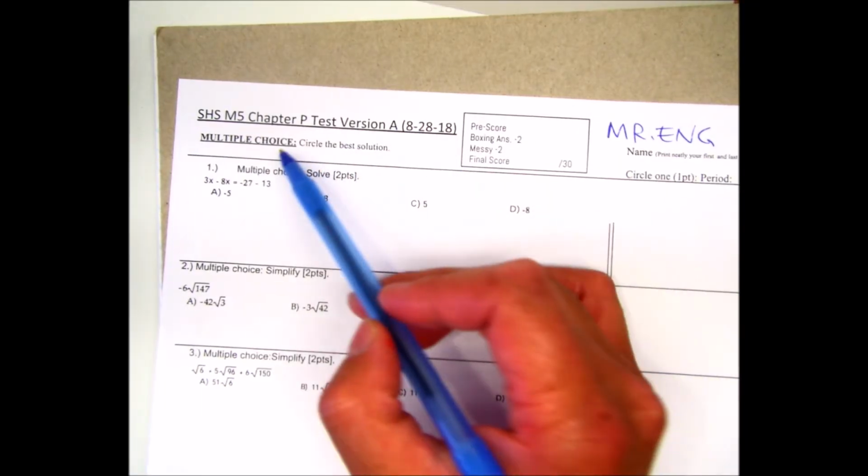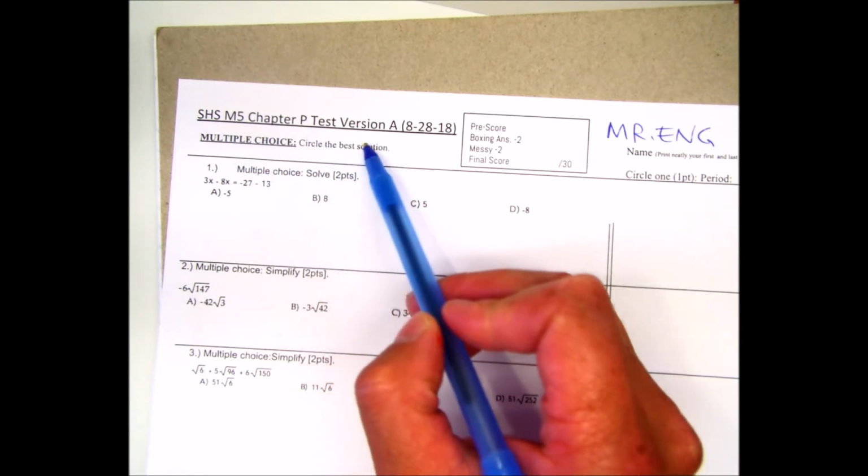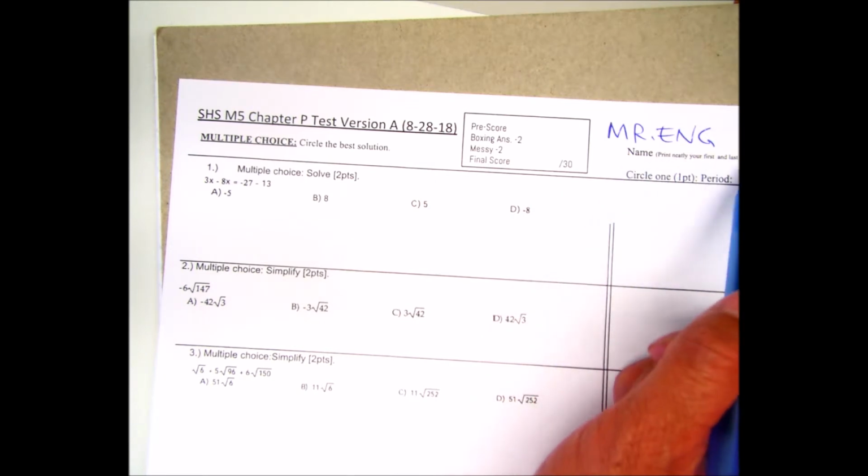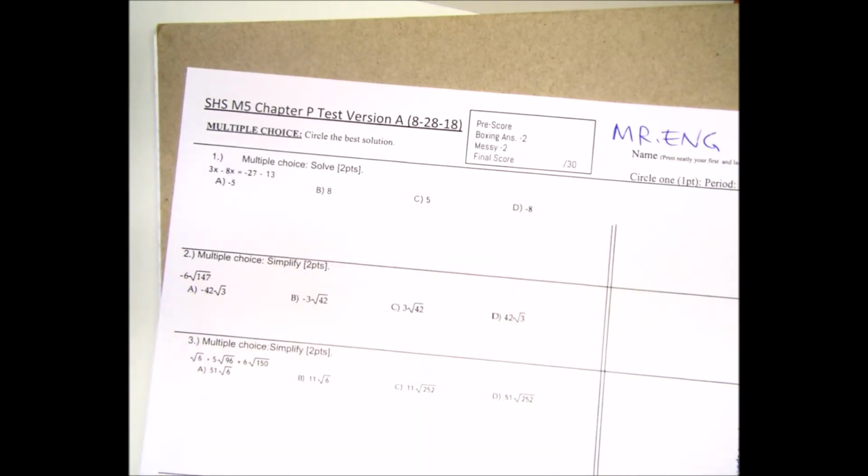This is Mr. Ng going over the Math 5 Chapter P test version A, taken August 28, 2018. Write your name nice and neatly. Multiple choice, circle the best solution.